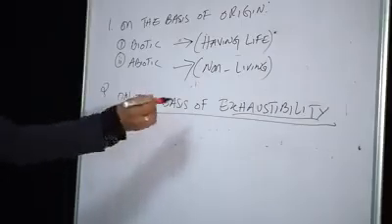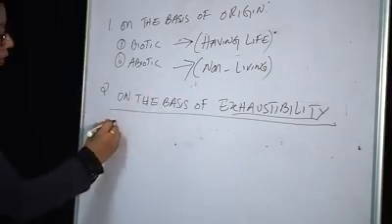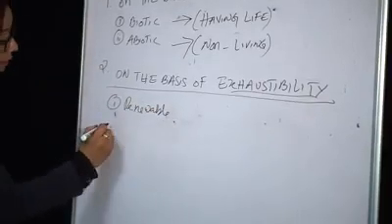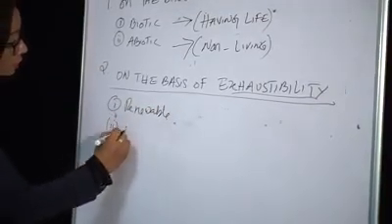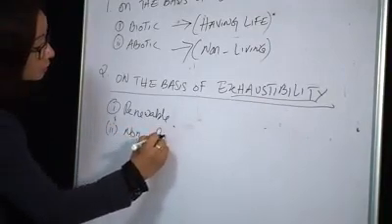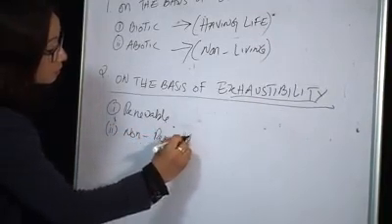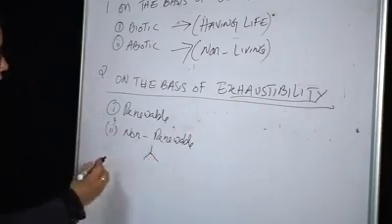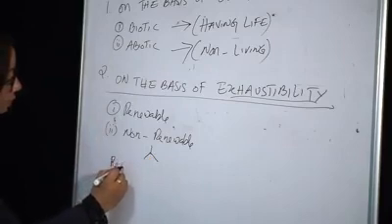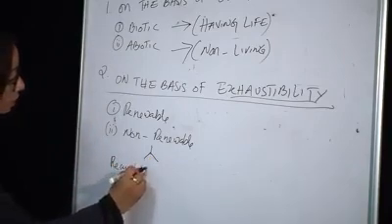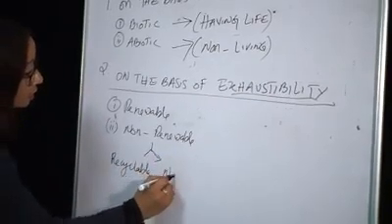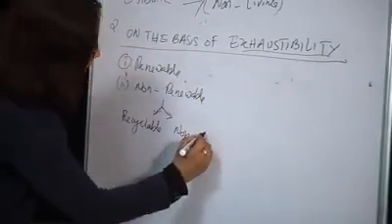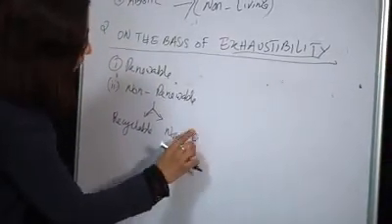So on the basis of exhaustibility, we have 1 renewable and 2 non-renewable. Now under non-renewable, again we have recyclable, and I have shown you this in the classification, the previous topic that I showed you also, so don't get confused.